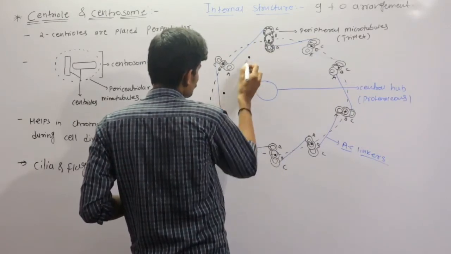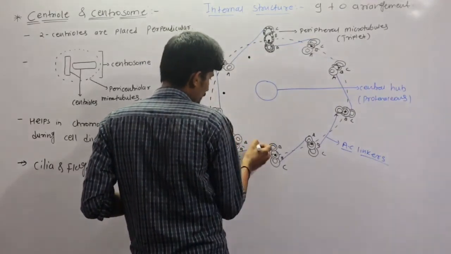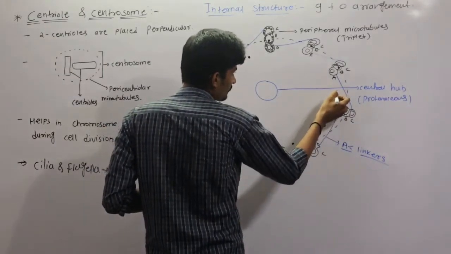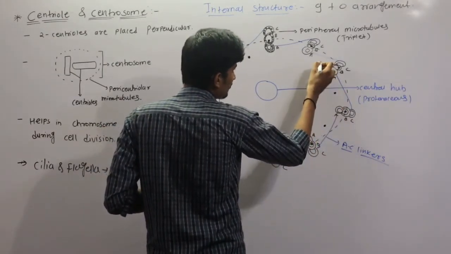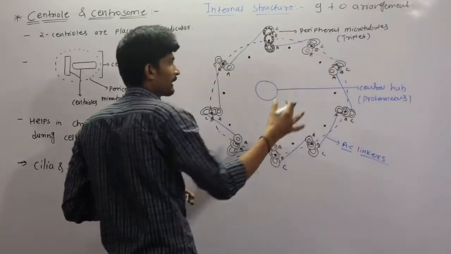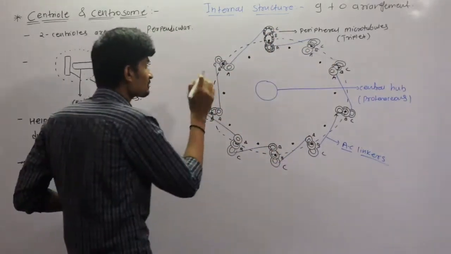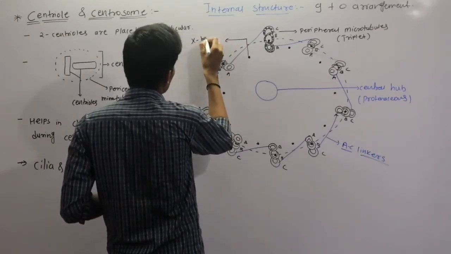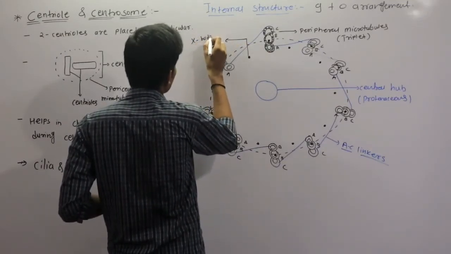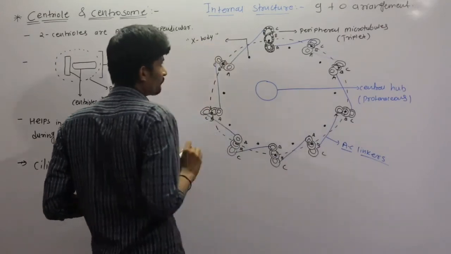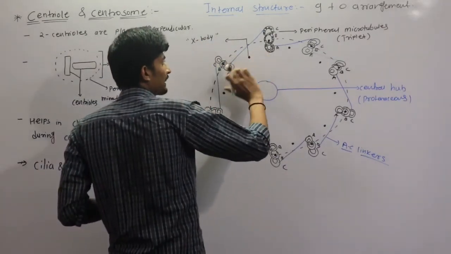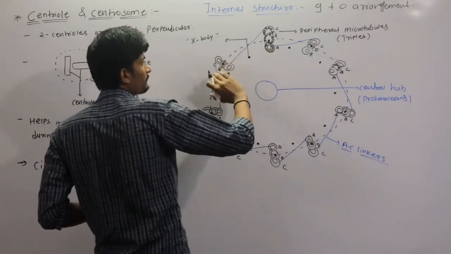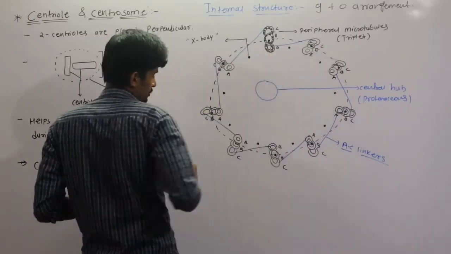Then the next structure is there are bodies in between these two microtubules. So 1 2 3 4 5 6 7 8 and 9. So 9 microtubules and 9 bodies. These bodies are called X bodies. Okay, which is present in between two adjacent peripheral triplet microtubules.